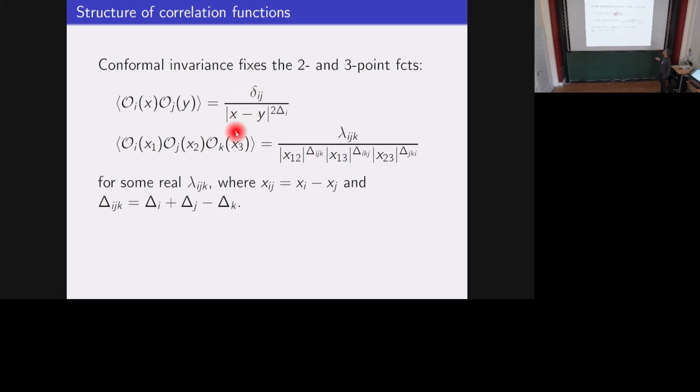And once you normalize things this way, the 3-point function of any triplet of operators OI, OJ, OK is uniquely fixed. It has this form, so it's inversely proportional to a suitable combination of relative distances to powers that are constructed out of the scaling dimensions of the 3 operators. And the proportionality constant is a real constant that depends on the triplet, and that is called the structure constant.